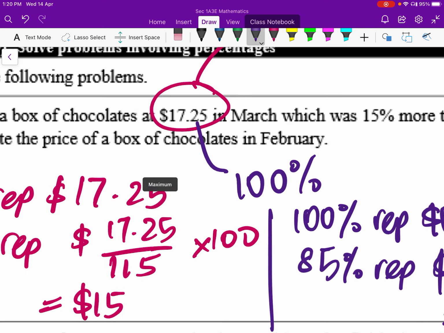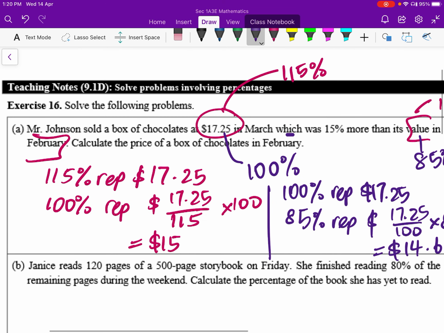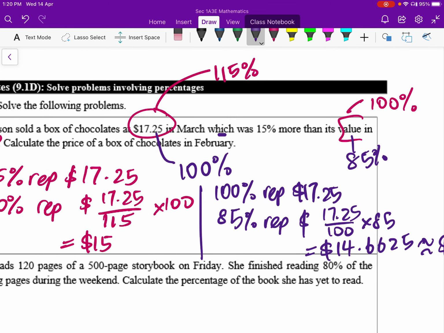Okay, so let's take you through step by step, part by part. So Mr. Johnson sold a box of chocolates at $17.25 in March. Okay, we understand that. He sold in March $17.25. Then they further tell us "which was". What does the "which" represent? The "which" is talking about that $17.25. This $17.25 was 15% more than its value in February. So what are they comparing with? What are they comparing to?